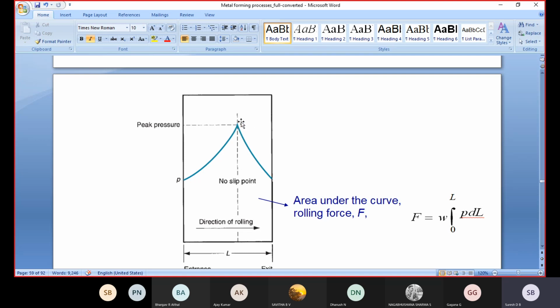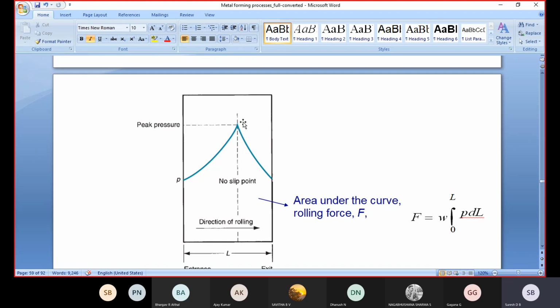At exactly the center of the rollers, the maximum amount of force or load is required. That particular force or load is called the peak pressure. Compared to the entrance and exit, exactly at the center of the roller the maximum force or load is required, and that is called the peak pressure.